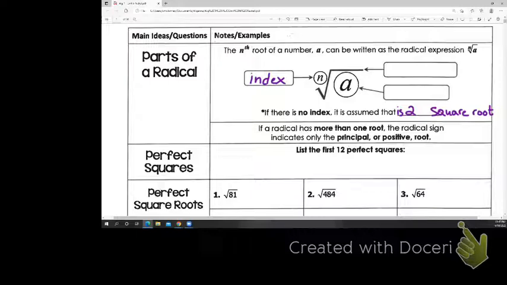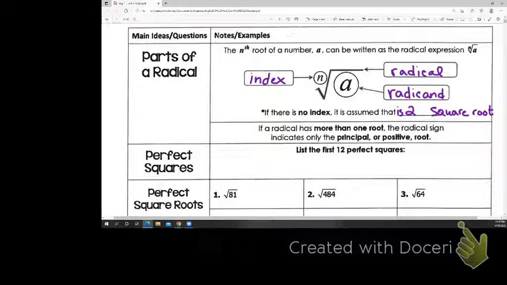The number under the symbol is called the radicand. And the symbol, that square root sign, is called the radical. And so there are radicals that can have more than one root, like a positive or a negative. Like to get 81, it could be positive 9 or it could be negative 9. But when we're doing this, we typically are just indicating the positive one, right?